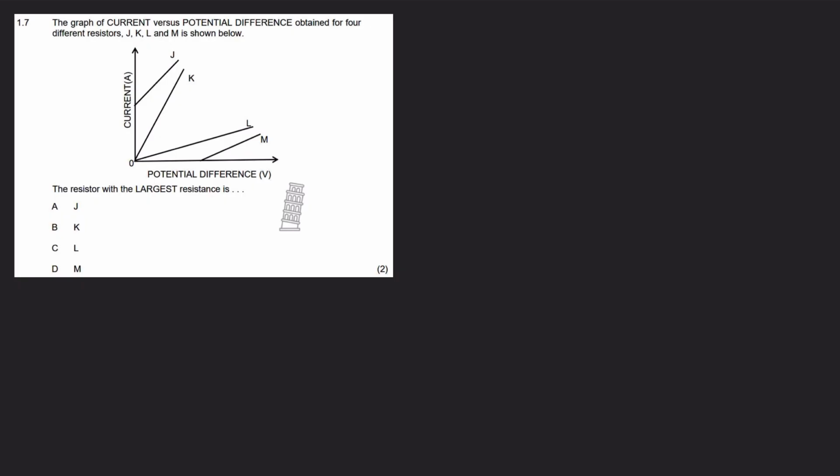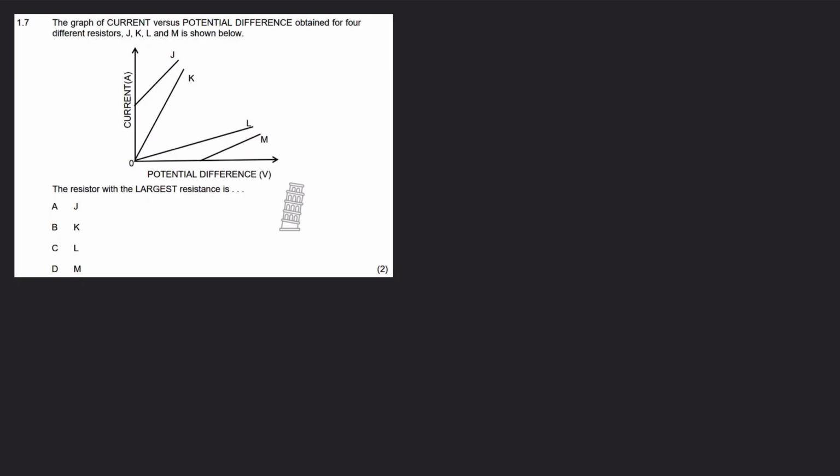Question 1.7: the graphs of current versus potential difference obtained for 4 different resistors J, K, L, and M are shown below. So we've been given these graphs and they want to know: the resistor with the largest resistance is what? Is it J, K, L, or M?